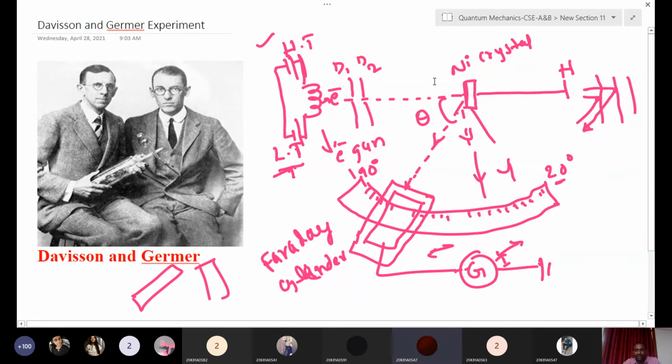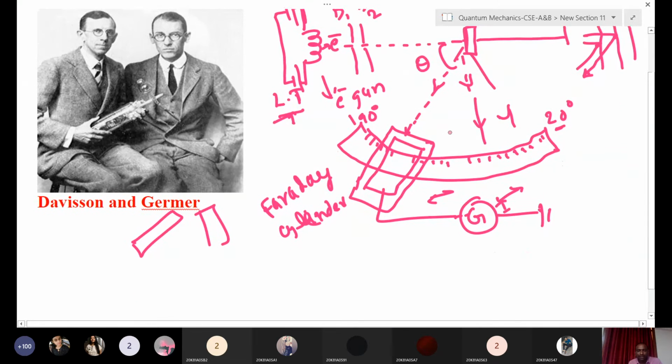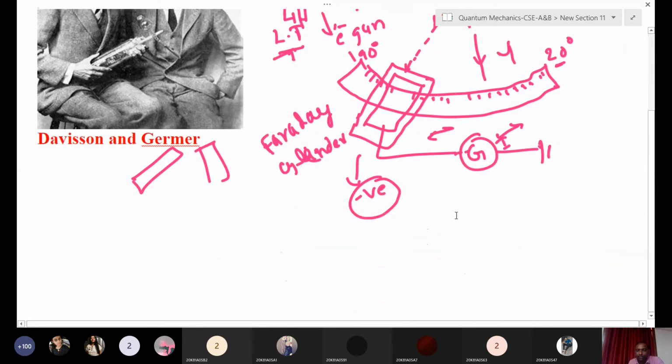This Faraday cylinder, we always give negative potential. Why are we giving negative potential? Because, here from the electron, so nickel crystal means what? What is a crystal? Anybody? What is a crystal?